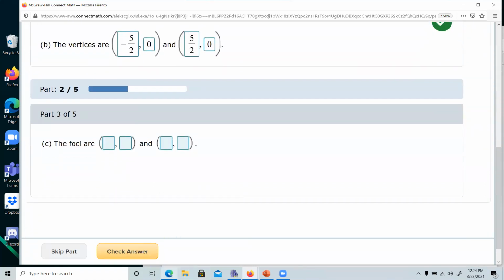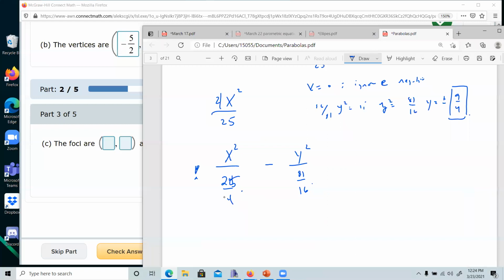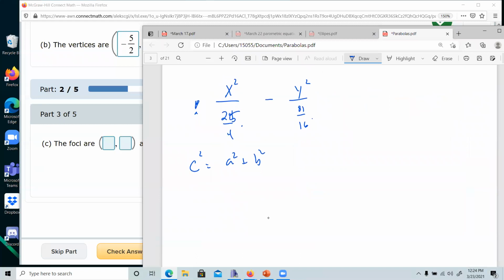Foci, see, this one's going to be a little changed. So we still have our c squared is equal to a squared plus b squared, but it's going to be 25/4 plus 81/16 is equal to c squared. That's going to give me 100/16 plus 81/16. So we get 181 over 16 to be c squared.